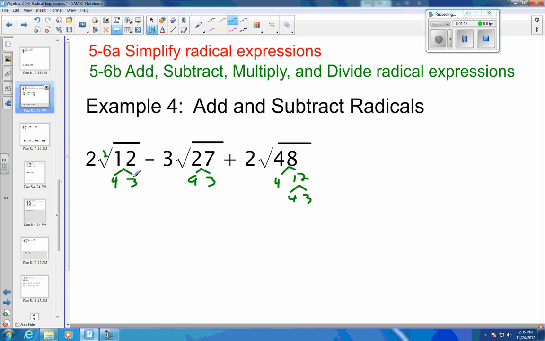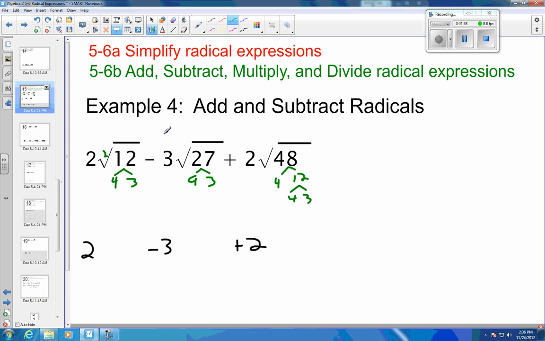And I'm looking at this. This one's going to leave a 3 left over, a 3 left over, and a 3 left over. Hopefully you see that. So let me go back and reduce the first one. So this is going to be the 2 on the outside, and then this 4. Let me change colors here. So the 2 is going to come down, the minus 3 is going to come down, and the plus 2 is going to come down.